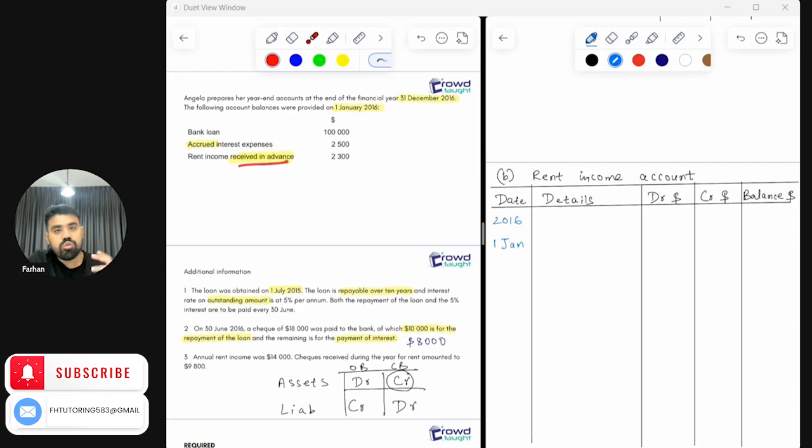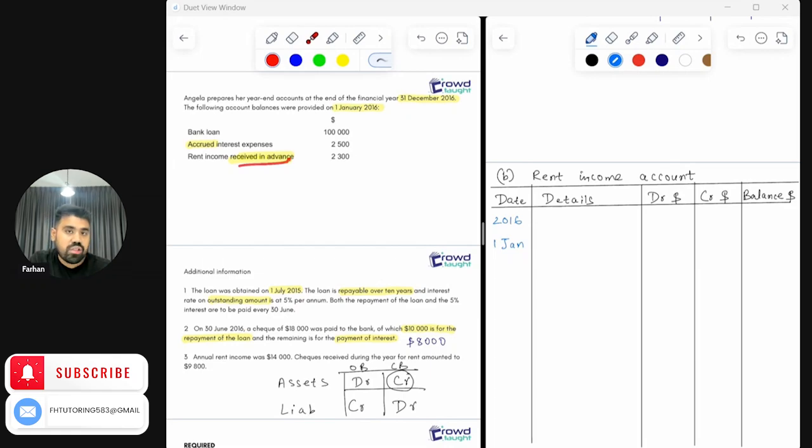So rent income received in advance basically means that you have got the money from your tenant, but your tenant still hasn't used that space yet at 1 Jan 2016, which means this is a current liability for you because you have a present obligation as a business to fulfill this for your tenant. You have taken the money from your tenant, but you haven't earned it. You have just got the money in advance, and your tenant still has to use the space, okay?